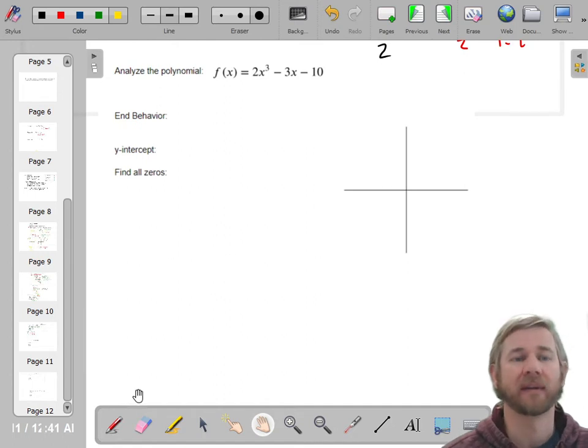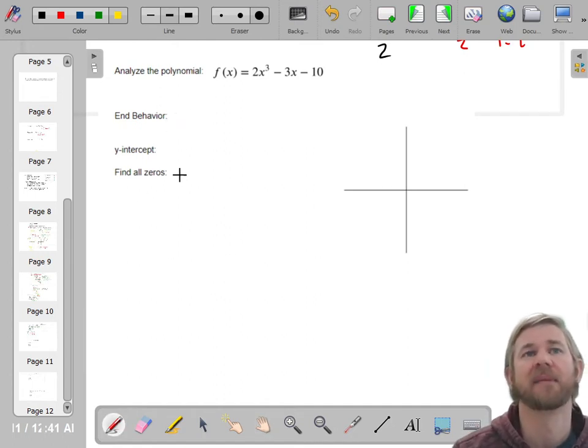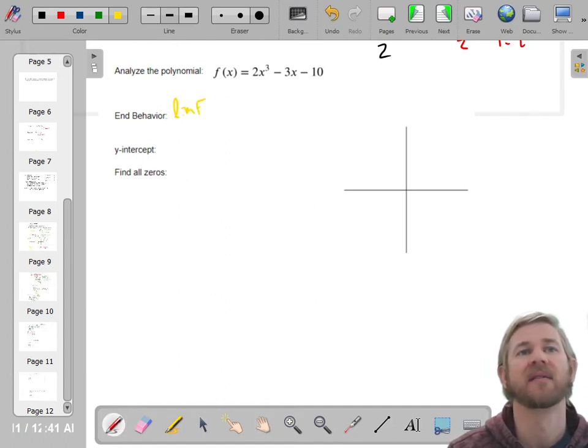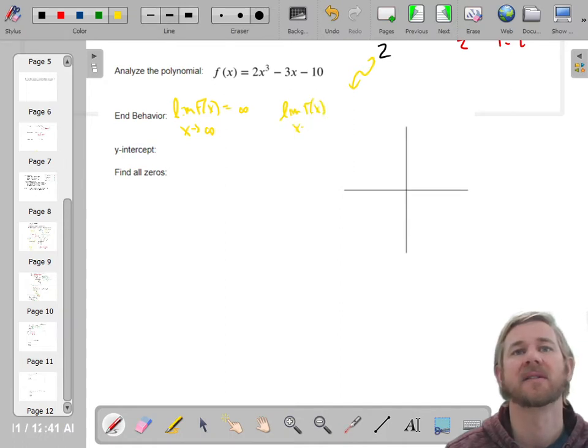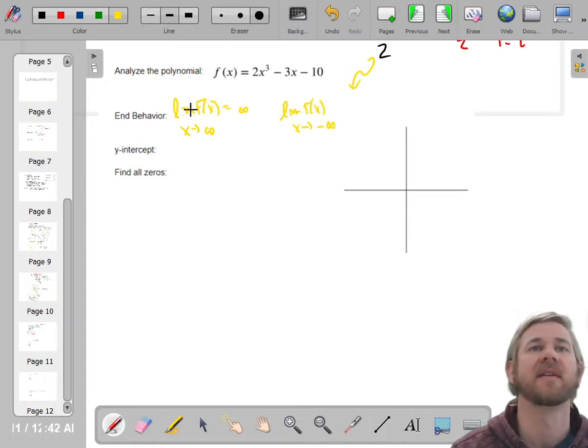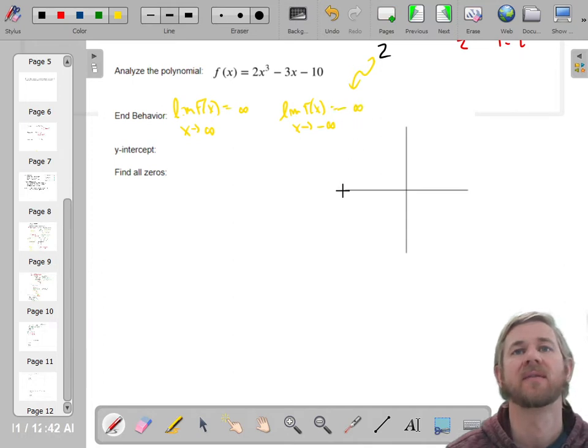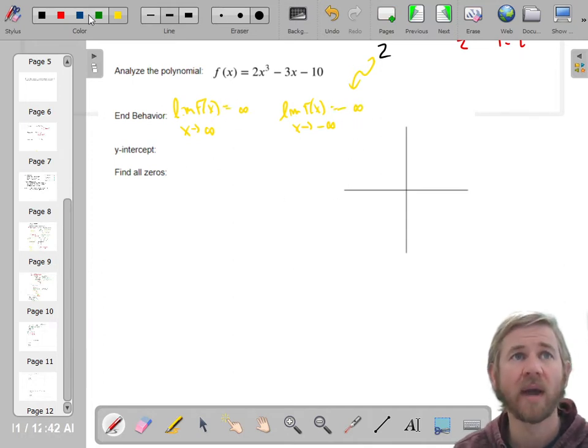Here you got a cubic. Well, first we'll describe the end behavior. Again, positive odd. So the limit of f of x, as you go to the right, it's going to go up. It's going to look like this. The limit of f of x as x goes to negative infinity, as you go to the left, it's going to go down, so negative infinity. Y-intercept is at 0, negative 10.